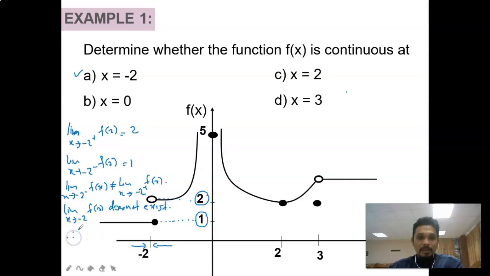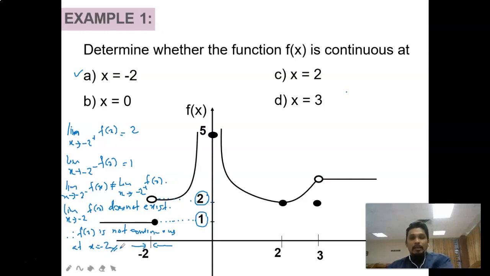So the function f(x) is not continuous at x equal to -2.